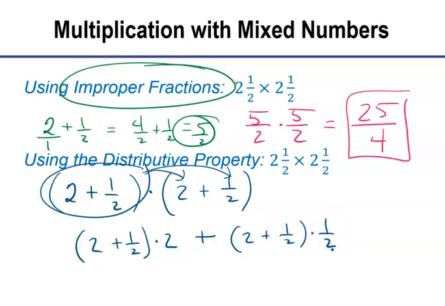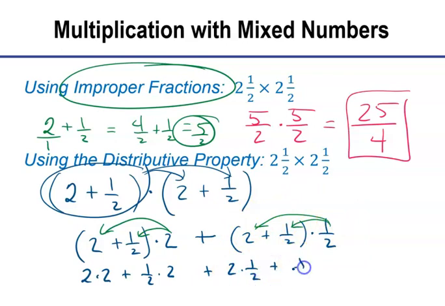Now I get to use the distributive property again. This 2 is going to multiply on each side, and this 1/2 is going to multiply to each on the inside. So that gives me 2 times 2 plus 1/2 times 2. And then in the other, using the distributive property again, 2 times 1/2 plus 1/2 times 1/2.